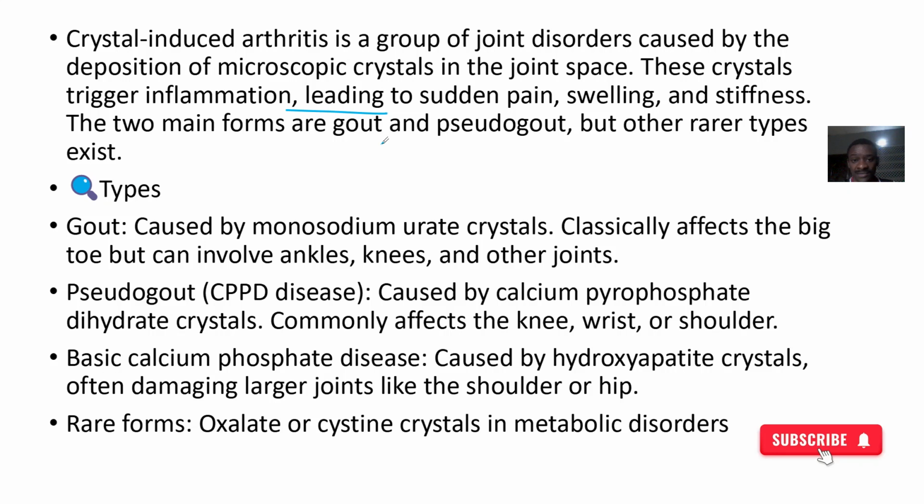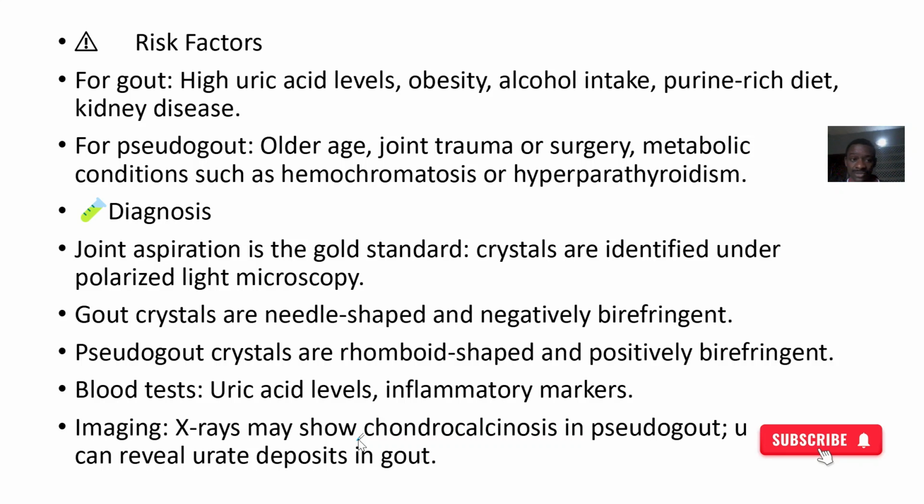The two major types are gout and pseudogout. Gout is caused by monosodium urate crystals. Pseudogout is caused by calcium pyrophosphate deposits, calcium pyrophosphate dihydrate crystals. While we also have basic calcium phosphate disease, caused by hydroxyapatite crystals. Rare forms we have are the oxalate and cystine crystal diseases, which usually happen in metabolic disorders.